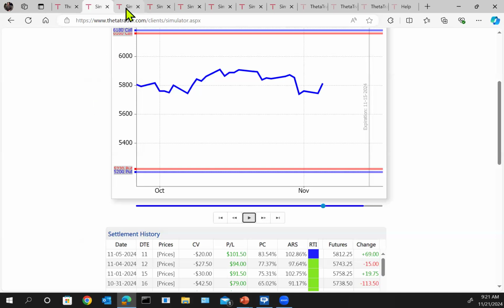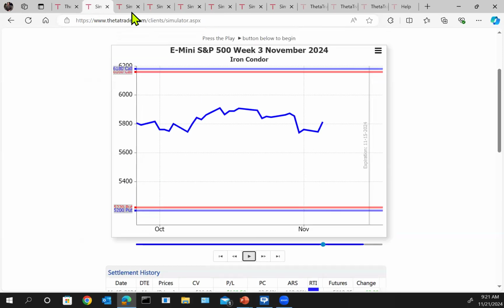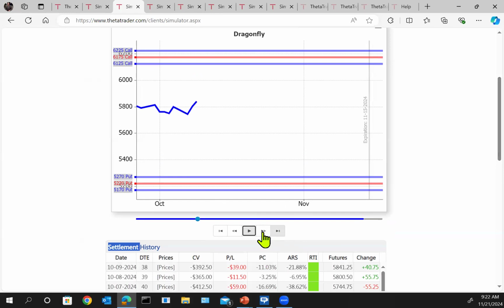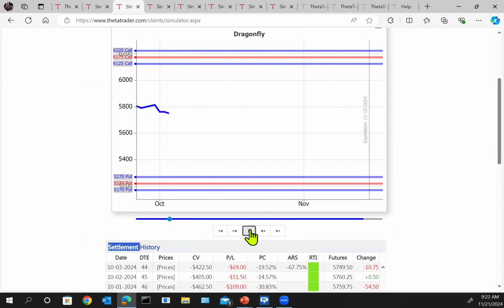Now we'll jump on a Dragonfly. So that was a week 3 November Iron Condor. Here's a week 3 November Dragonfly. We'll use these buttons here again. And you don't have to use these play buttons. If you want to simulate, you can go all the way to the end or backwards or forwards in one click. But just for the demo here, we're doing this.